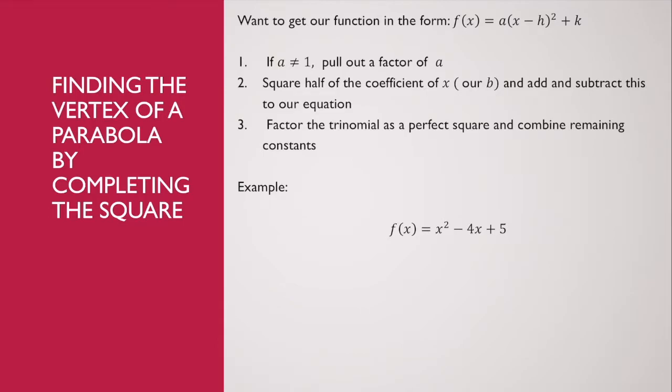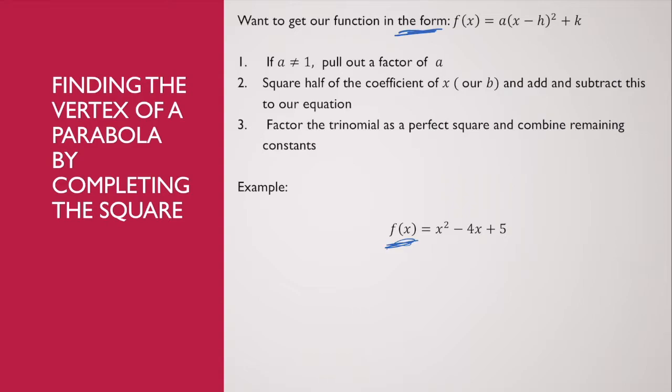Next, we're going to find the vertex of a parabola using completing the square. So basically, we want to get our function into vertex form from standard form. Right here, down here, this is standard form. So the first thing we're going to do is that if a doesn't equal 1, we're going to pull out a factor of a.